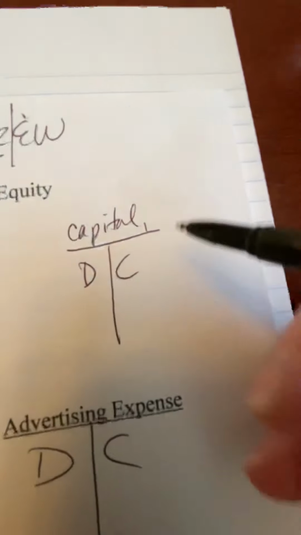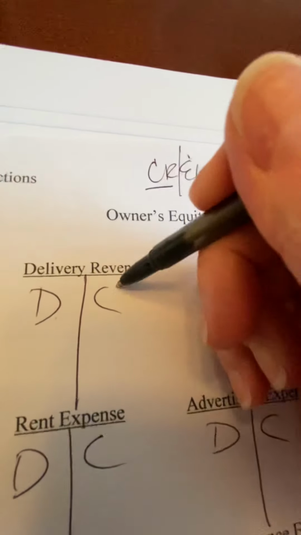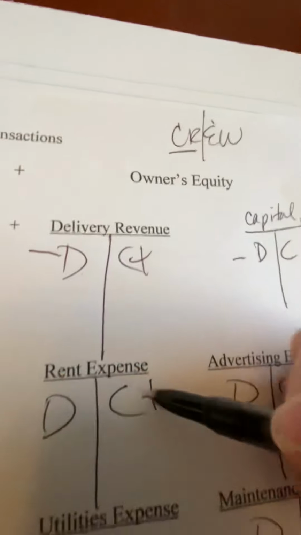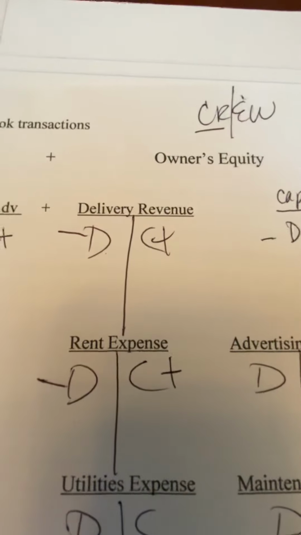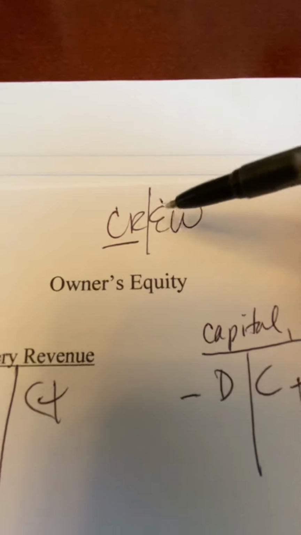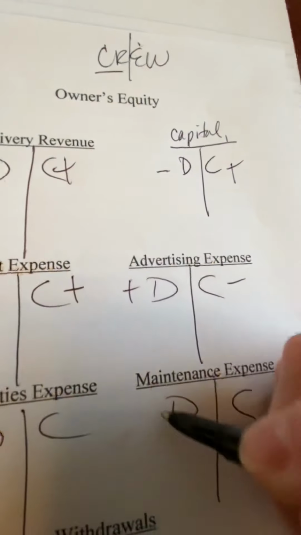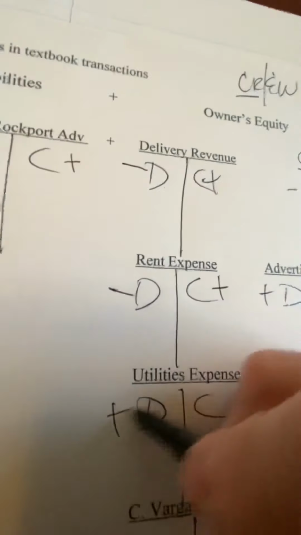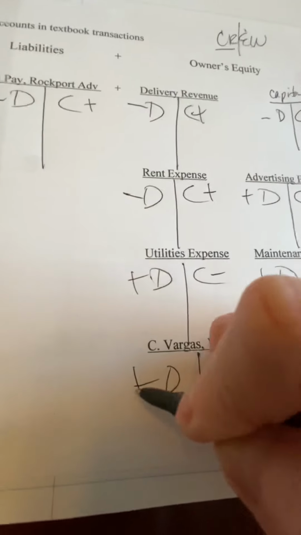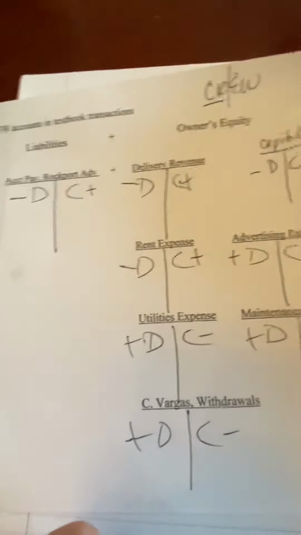So let me go to my capital and my revenue: they have a credit normal balance. That means it's where the positive is. If that's the case for capital and revenue, then expense and withdrawal have a debit normal balance. So next to all of my expenses, I'm going to have a debit normal balance, and the same with my withdrawals. All right, everything's set up and we are ready to go.